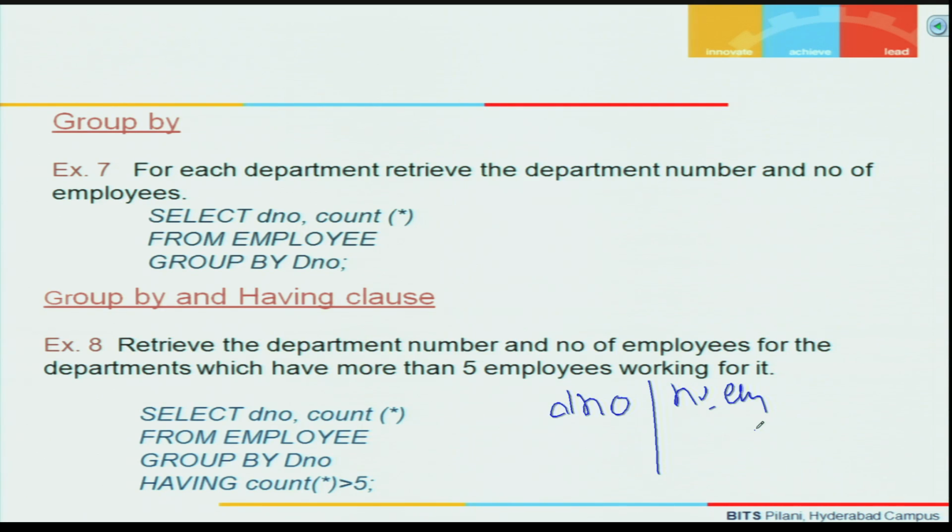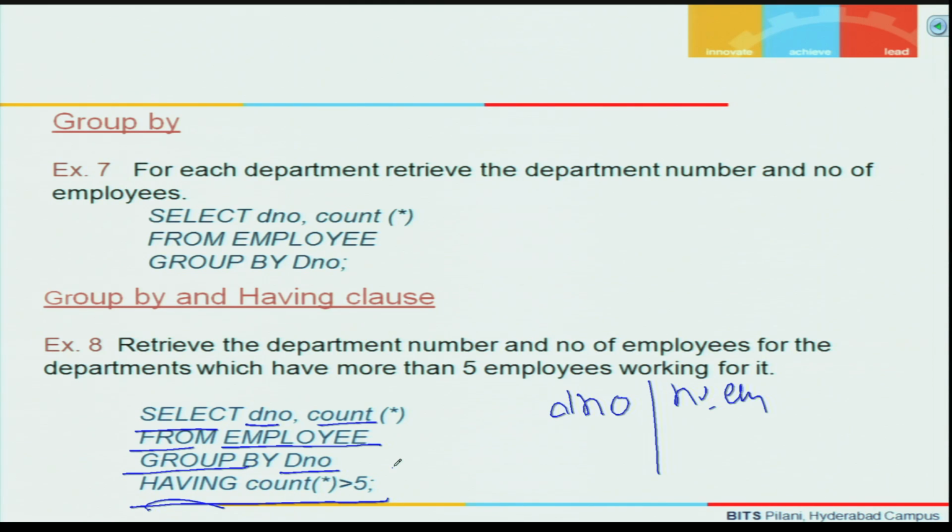How can I do it? This having clause is going to work like the where clause. The where clause is going to check some condition on individual tuples, whereas the having clause is going to check the condition on groups. That's why the having clause must always be used in conjunction with the group by clause. It cannot be used individually. So that's why: select DNO and count star from employee, group by department number, and having count star greater than 5.